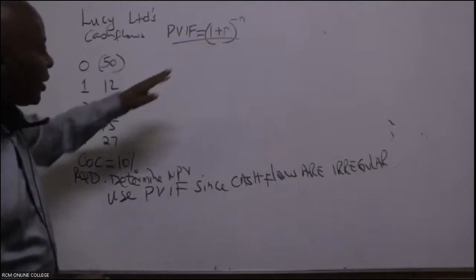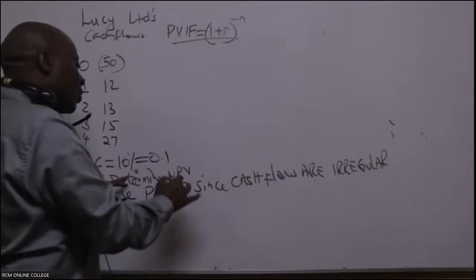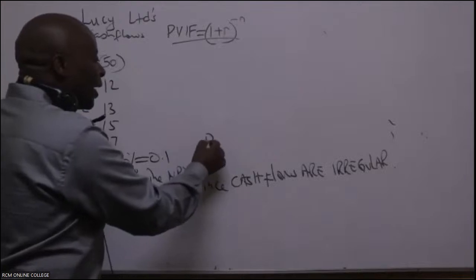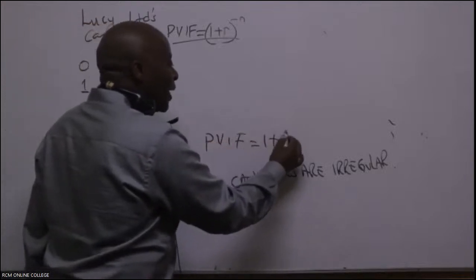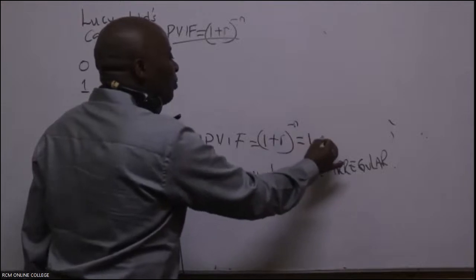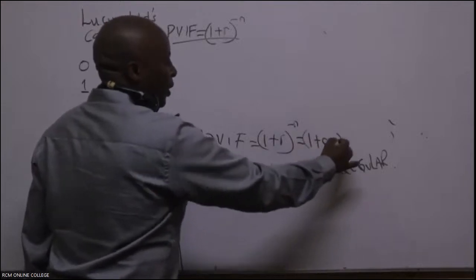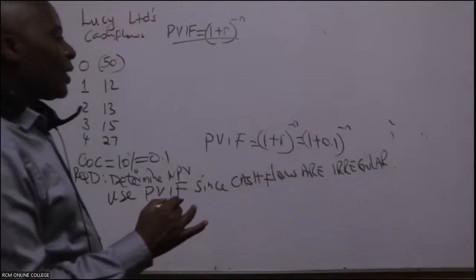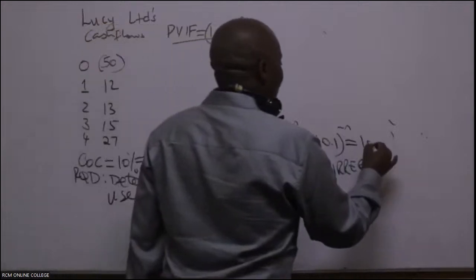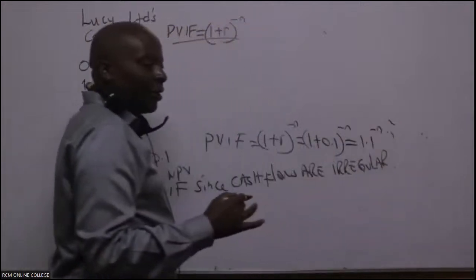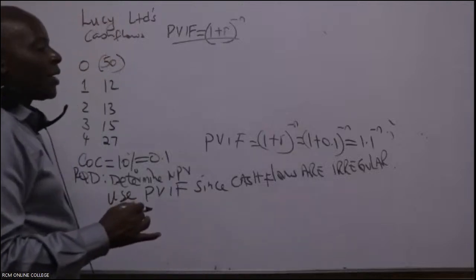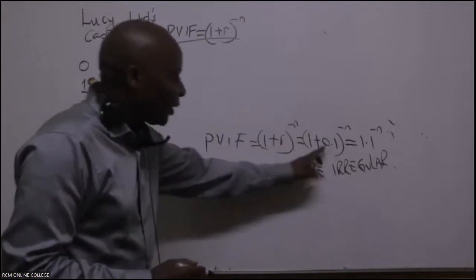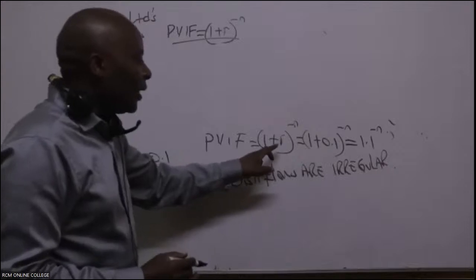Like in this case, r is 10%. You see, this 10% is the same as 0.1. So when we say that PVIF is 1 plus r raised to negative n, this will be 1 plus 0.1 raised to negative n. And this is the same as 1.1 raised to negative n, because 0.1 is the same as 10%. I'm only plugging in the r in the formula.